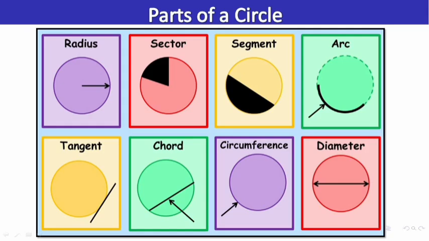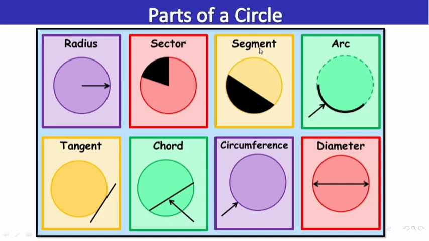Next is sector. This kind of shape, the black colored one, is called your sector. When you draw this sector, two parts are formed in the circle. This is one part and this is another part, the bigger part. This smaller part is known as the minor sector, and this bigger part is known as the major sector.